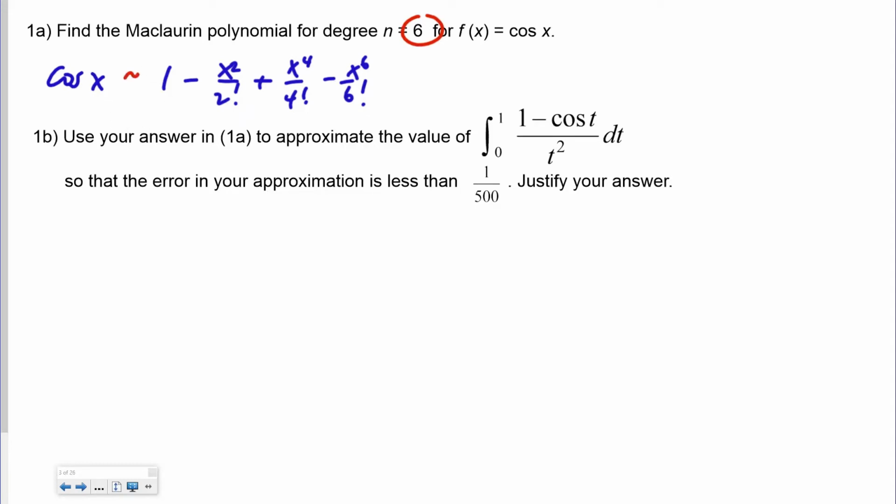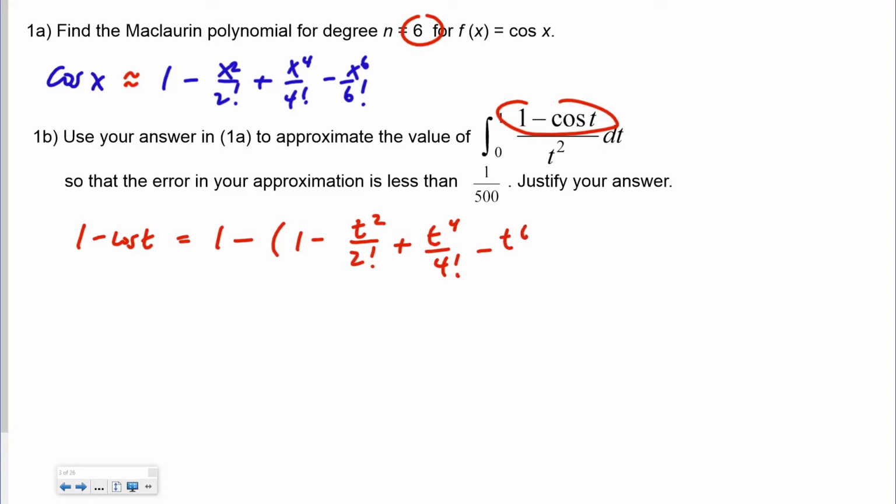This should actually be a squiggly sign, not an actual equals. And then it says use my answer here to approximate this. So I'm going to need to repeat this expression here. First, I'm going to take cosine t, and I'm going to say 1 minus it. If you have a plus or minus, you just tack on. So 1 minus cosine t will be equal to 1 minus, and we put the cosine t here. So that would be 1 minus t squared over 2 factorial plus t to the 4 over 4 factorial minus t to the 6 over 6 factorial. And I guess this really is an about equal to.